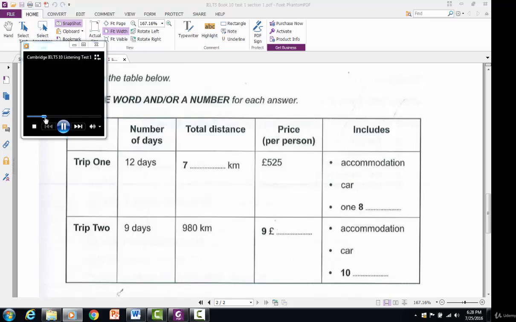So, how many days are the trips and how much do they cost? The first one I told you about is a self-drive tour through California, which lasts 12 days and covers 2,020 kilometers. The shortest journey is 206 kilometers and the longest is 632 kilometers. The cost is £525 per person.